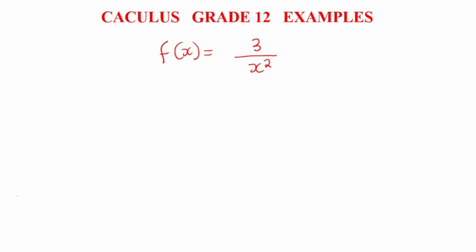Let's have a look at this example on calculus by definition, where we're taking the derivative of f of x. f of x is equal to 3 over x squared. You would remember from exponents that 1 over anything can be written as 3 times x to the power of minus 2. I'm assuming that because you're in grade 12, you understand exponents.